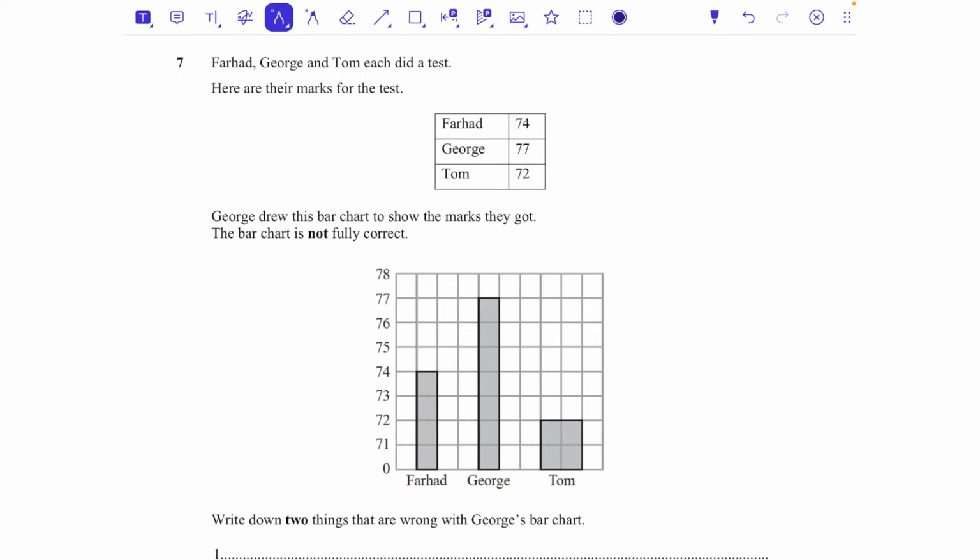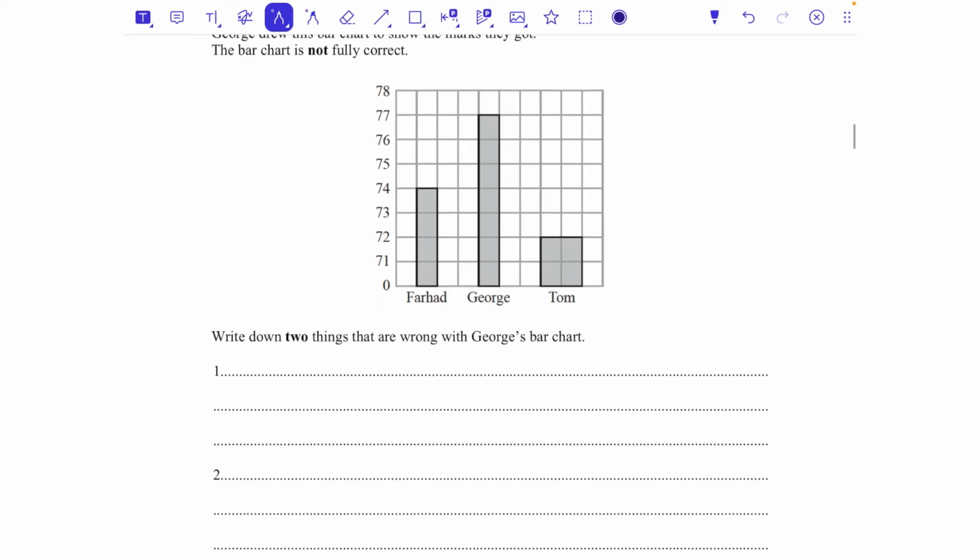Question number 7. Farhad, George and Tom each did a test. Here are their marks for the test. So Farhad got 74, George got 77 and Tom got 72. George drew this bar chart to show the marks that they got. The bar chart is not fully correct. Write down 2 things that are wrong with George's bar chart.